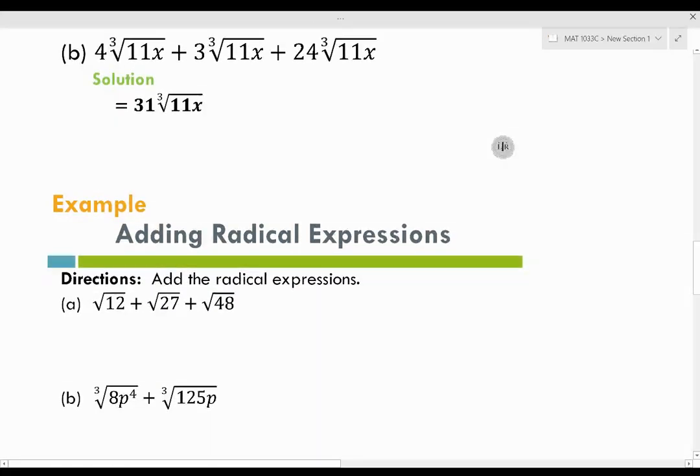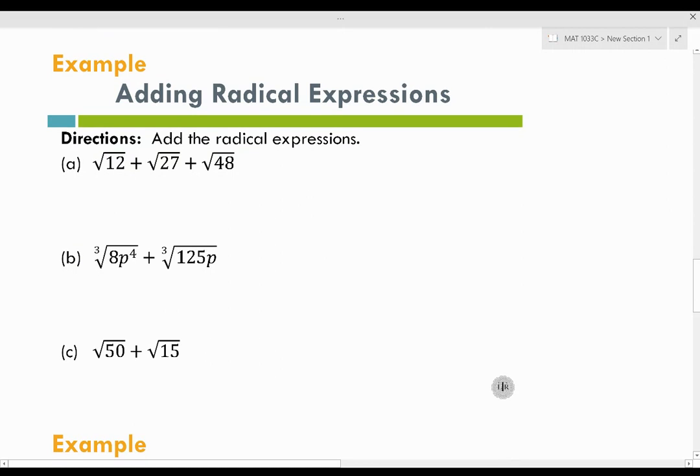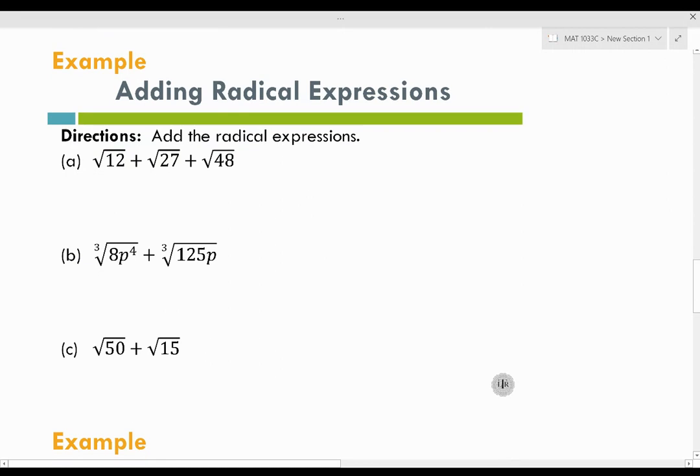All right, now let's look at what we do if the radicals we're adding and subtracting are not like radicals. If they're not like, that means that their radicands aren't the same. We're going to look at that. So let's look at the first one.